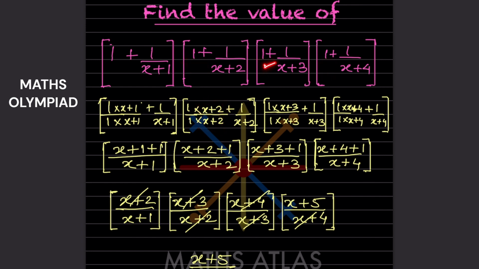Same here, it will be x plus 3. So in the numerator as well as in the denominator, you are going to put x plus 3. For here, the LCM is x plus 4. So in the denominator and the numerator, you are going to put x plus 4.